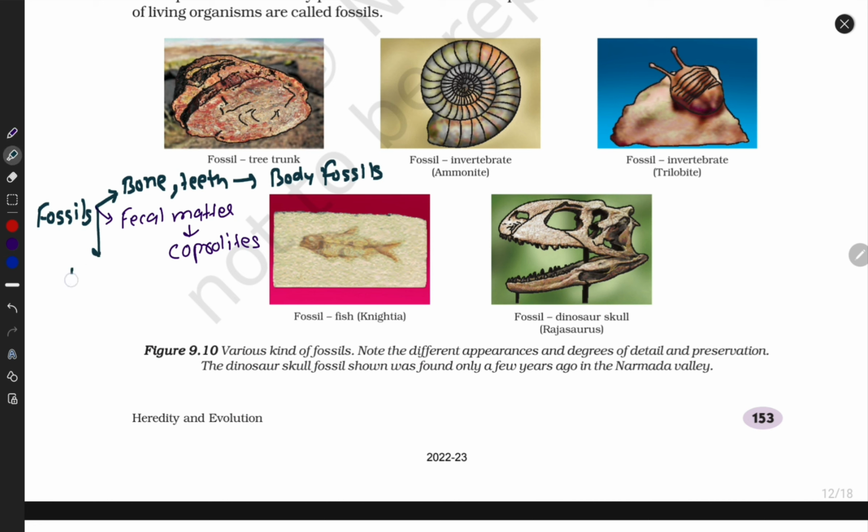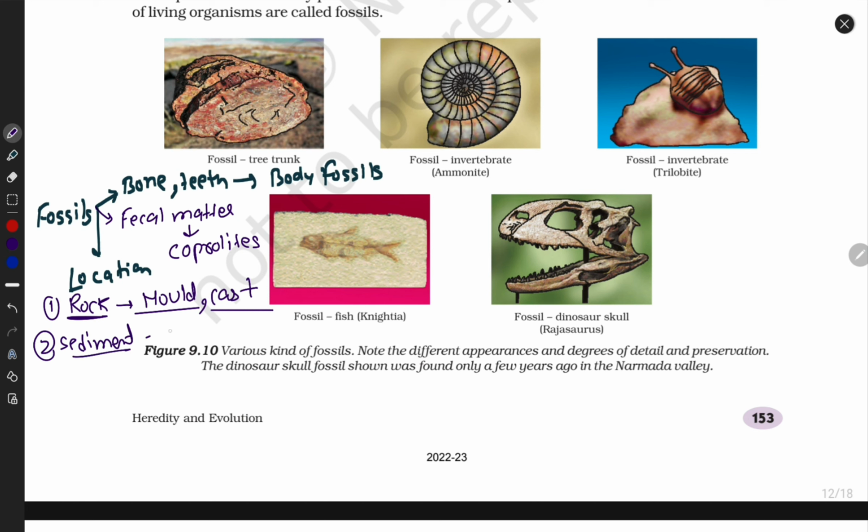Next, on the basis of their location, where we found them: mountains, sediments, water, rocks, where? If we found them on rock, that is called mold and cast. Some hardened part, some bones, something. If we find them on rock, these kinds of fossils are called mold fossils and cast fossils. Second, if we find fossils in sediments, then we call it an imprint.